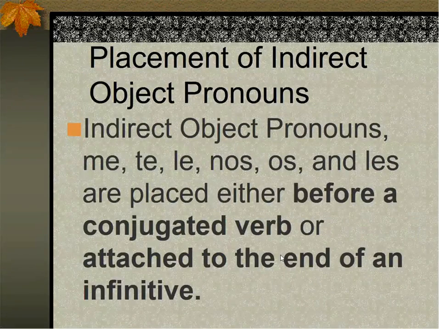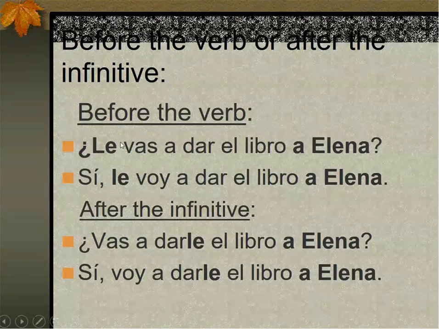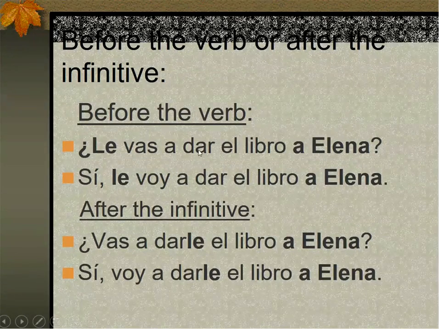Now, sometimes you have the option of placing the indirect object pronoun before a conjugated verb or attached to a verb in the infinitive. But remember, that can only happen if you have 2 verbs in a sentence. For example, le vas a dar el libro a Elena. So here you have 2 verbs. Are you going to give Elena the book? So going here is a verb conjugated. To give, this is the verb in infinitive.